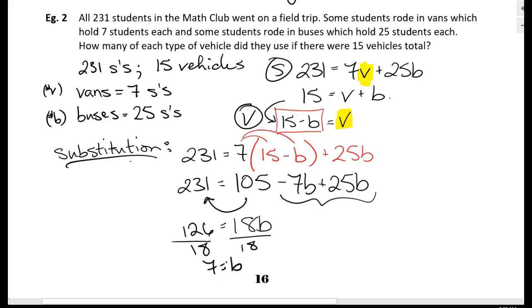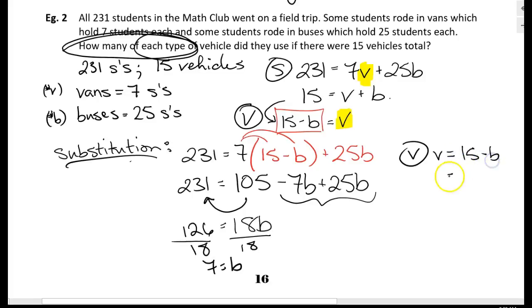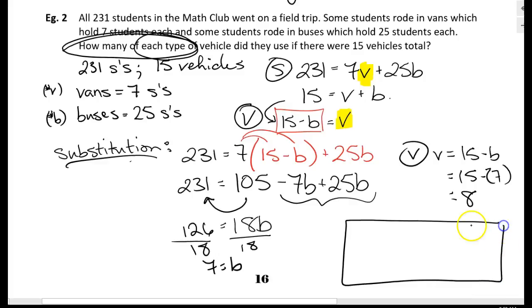I am not done the question because it asks how many of each type. So I've got 7 buses, but then I need to solve for v. I'm going to use this rearranged equation. So I'm going to go, okay, v, I know is 15 minus b, which is 15 minus 7, which gives me 8. And so my final solution is going to be that it was 8 vans and 7 buses.